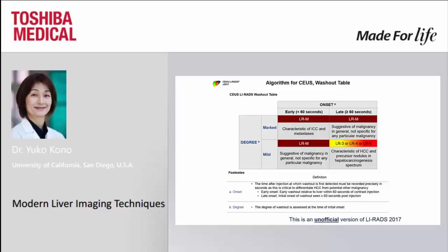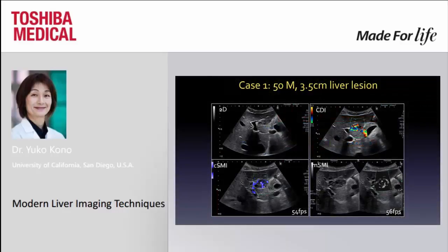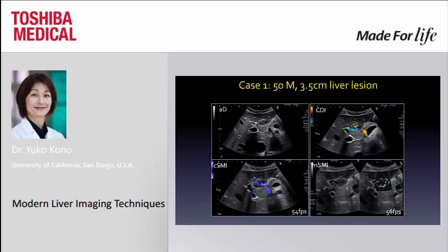So I will share with you some cases we scanned recently with the Toshiba I-Series. This is a 50-year-old man with a 3.5 centimeter liver lesion in the left lobe right here, a hypoechoic, heterogeneous lesion. And you can see with the color Doppler and SMI, a very vascular, very hypervascular lesion. It's very nice images, I like it, but can we diagnose this lesion? No, we can't. We need to inject contrast. And it's the same, it's not just ultrasound, CT, MRI, we need a contrast to diagnose those lesions.